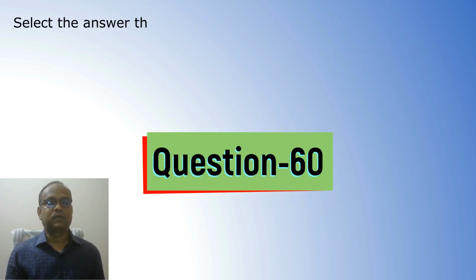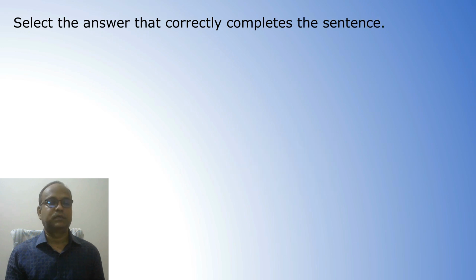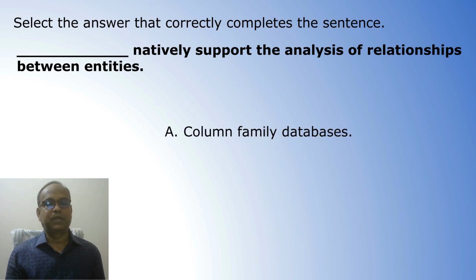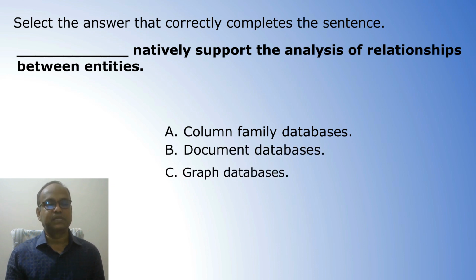Select the answer that correctly completes the sentence. Dash natively support the analysis of relationships between entities. Option A, column family databases. Option B, document databases. Option C, graph databases. Option D, key value stores. Answer. The correct option is graph database because a graph database stores two types of information, nodes and edges.